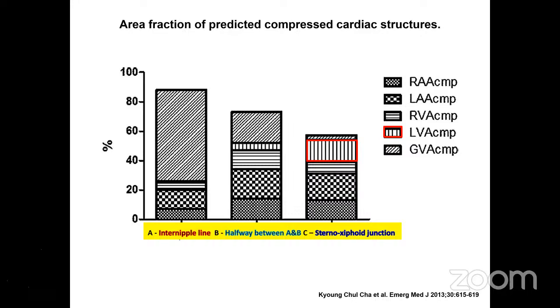So this is again corroborating the previous study which I have shown you, that in patients where we use the internipple line, it is probably not the correct site. If you go to the xiphisternal junction, it may not be the right structure either. So we have come to somewhere between the internipple line and the xiphisternal junction based on these studies.